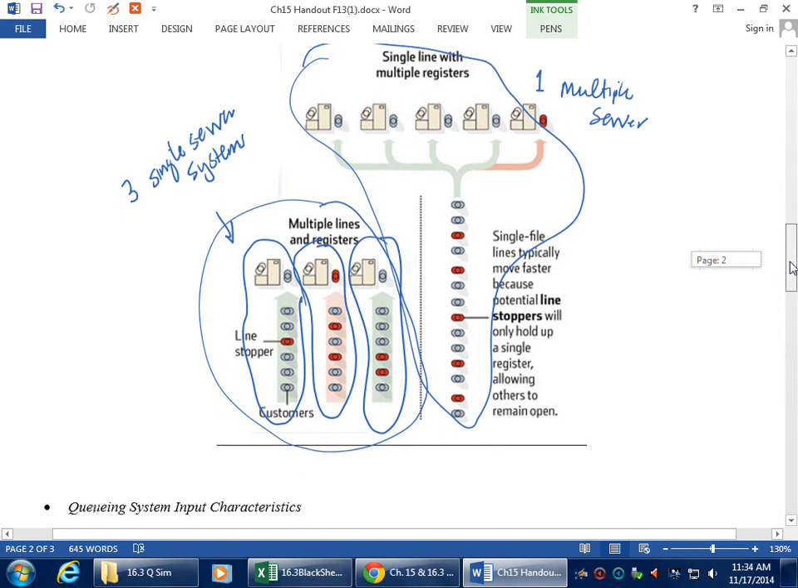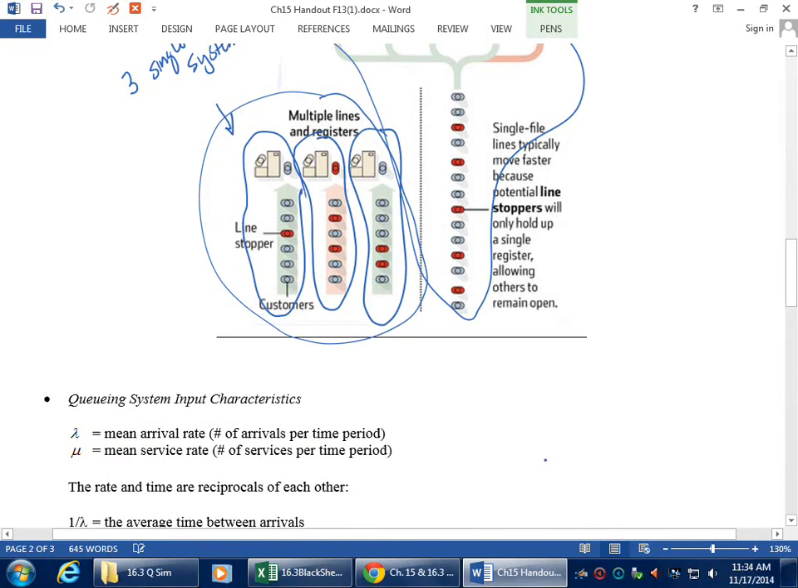It also talked about how if somebody has a lot of coupons or something, those line stoppers could really slow down the entire process. If you have a line stopper here, these people are basically screwed. But here you have lots of choices. You could have somebody taking a lot of time here, but then you have all these other servers who are still available. Now we're going to go to a simulation part.